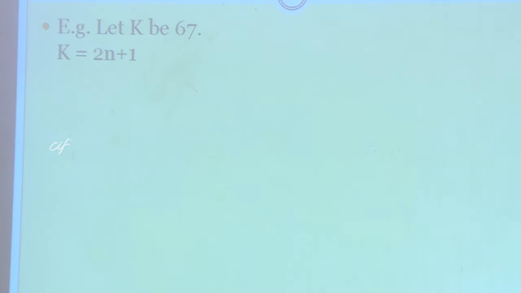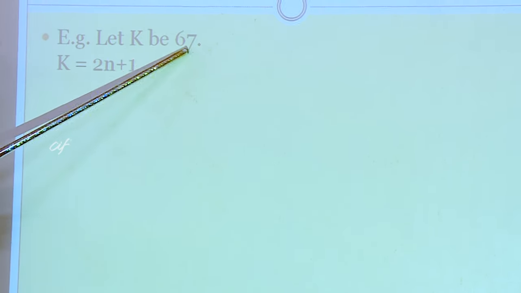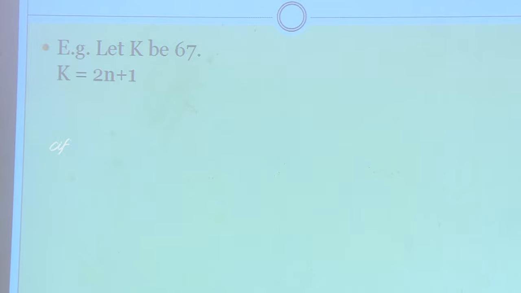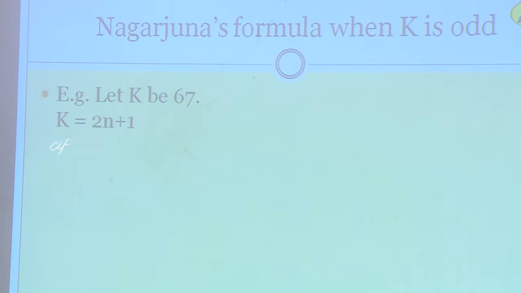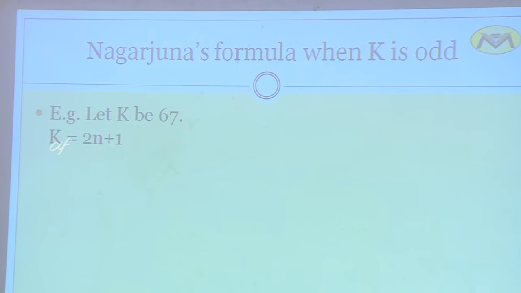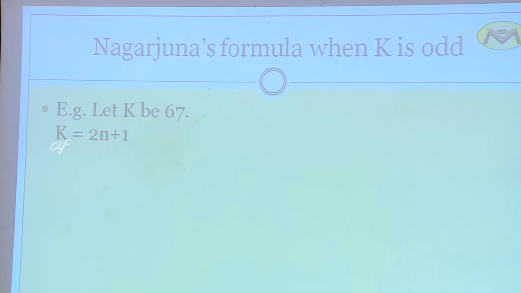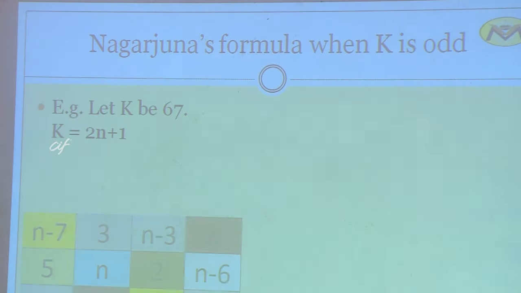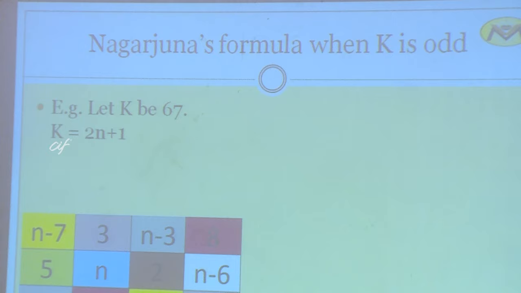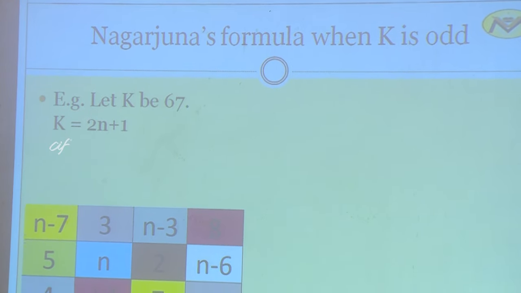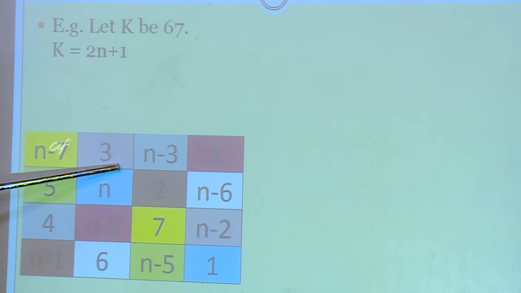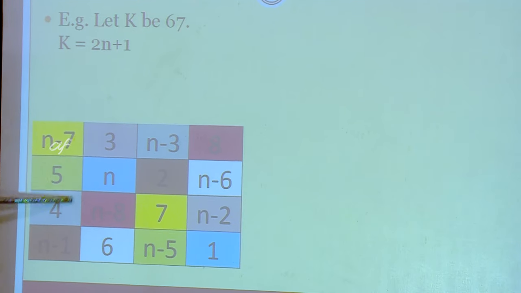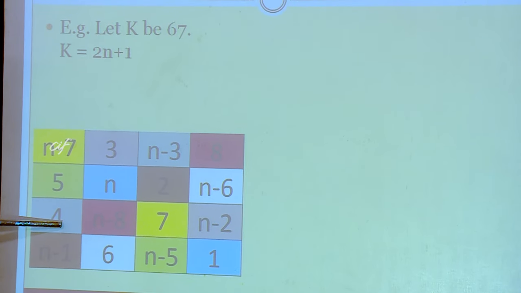Now when k is odd, I am taking here k as 67. So what we have to do is k minus 1, that is 67 minus 1, 66. Half of that should be n. So 67 minus 1, 66, half of that should be 33. So that will be the value for n. And again we start from any position. 1, take a horse move. 2, go diagonally. And then keep 4.